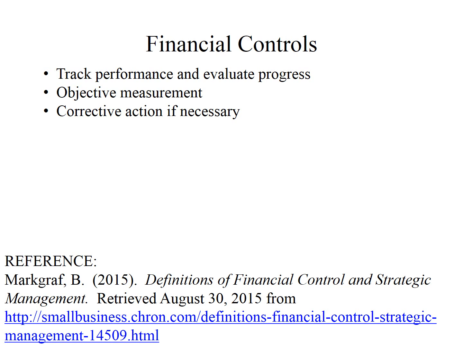Financial controls track performance and evaluate progress. They can be done daily, weekly, or monthly, and this is an objective measure. What you see is what you get. It's your assets and liabilities balanced off one another, and then corrective action can be taken if necessary.